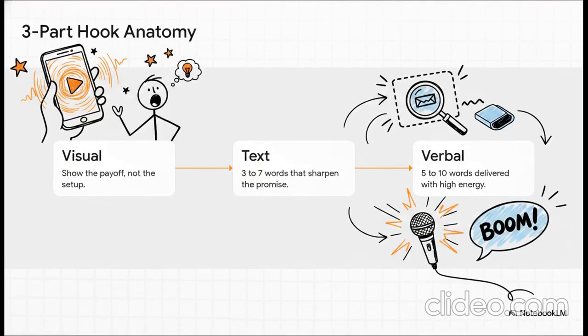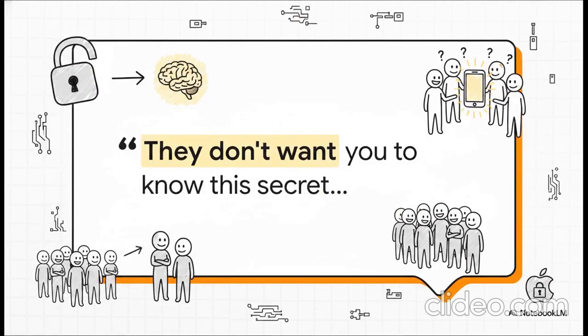So the secret sauce here is that your opening has to combine 3 specific elements simultaneously, so your viewers just get it the second the video starts. Visually, you need to show the payoff or an action in progress. Seriously, do not waste time on a slow setup. Then for text, use just 3 to 7 words on screen that sharpen the promise, maybe highlighting a secret or a mistake. And verbally, deliver a punchy 5 to 10 word hook with a ton of energy. When your visual, text, and voice all reinforce the exact same message at once, your retention is going to absolutely skyrocket.